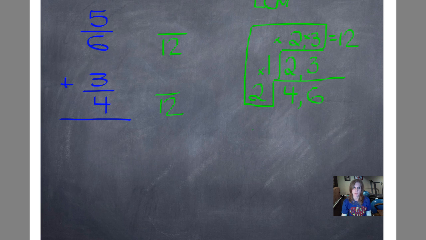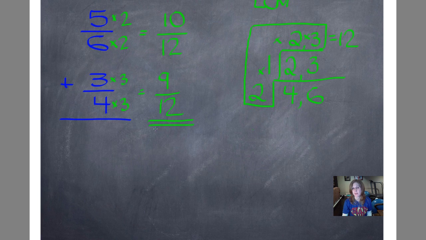So let's do this top one first. What do we do to 6 to get 12? Well, we multiply by 2. 6 times 2 is 12, so 5 times 2 is 10. That's our equivalent fraction. And what do we do to 4 to get 12? 4 times 3 is 12, so 3 times 3 equals 9. And we are ready.